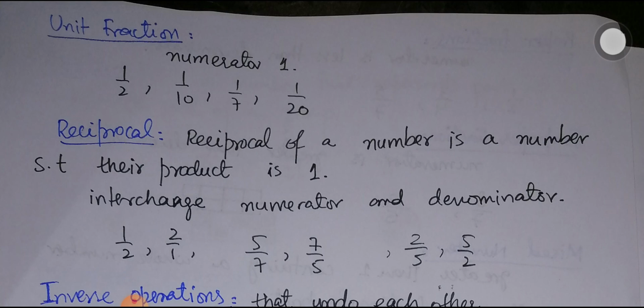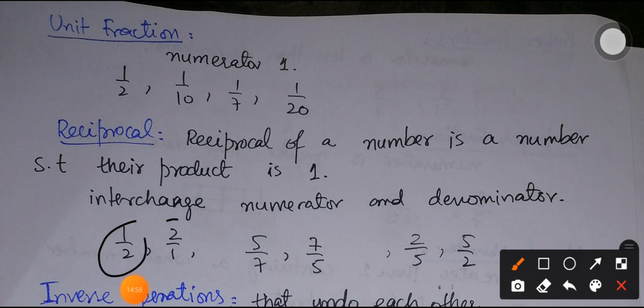The next term is the reciprocal. The reciprocal of a number is a number such that the product of the reciprocal and the number is going to be 1. For example, if we have the fraction 1 by 2, the reciprocal should be 2 by 1, so that when I multiply the two, these terms will be cancelled out and I will get 1 as an answer.